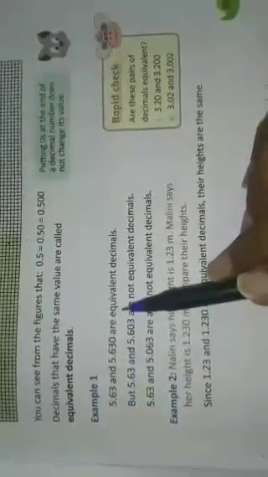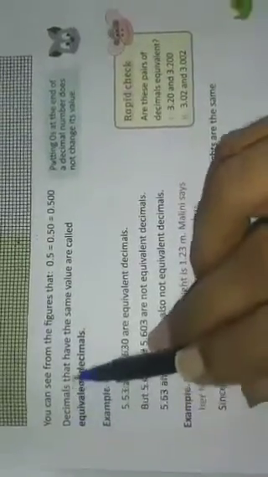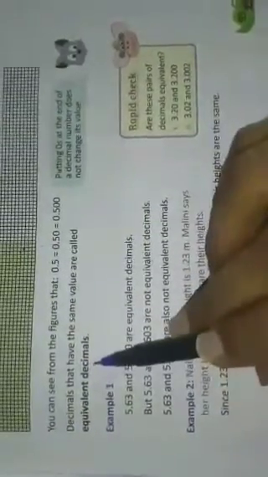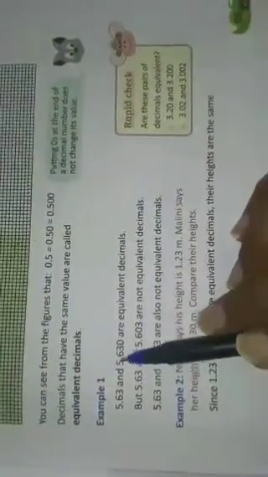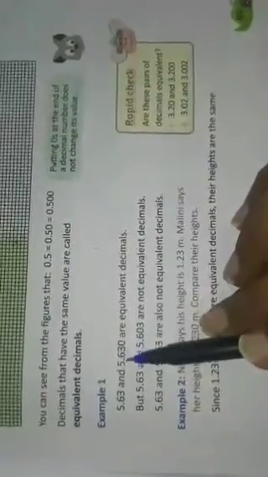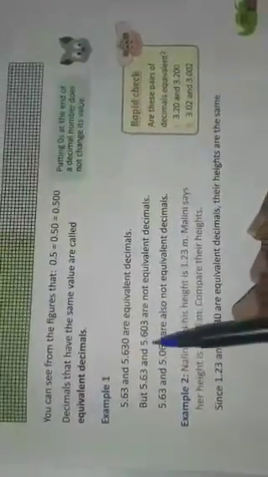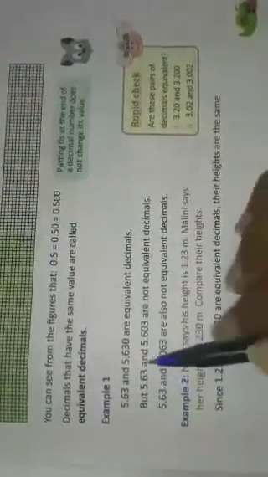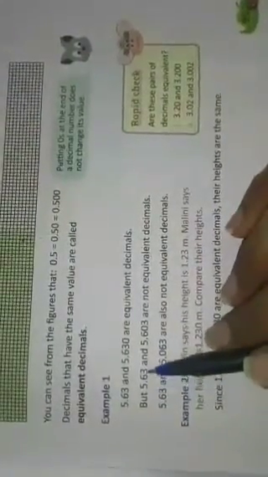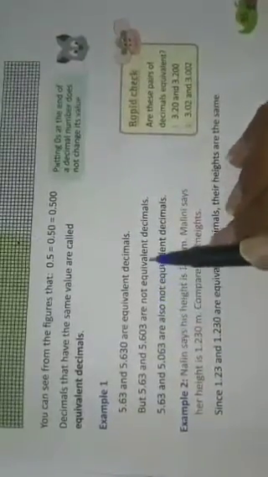Are 5.63 and 5.630 equivalent decimals or not? First, it is necessary to understand what an equivalent decimal is. Decimals that have the same value are called equivalent decimals, meaning the value of the decimals will be the same. Here you can see that 5.63 and 5.630 both have the equivalent place value.